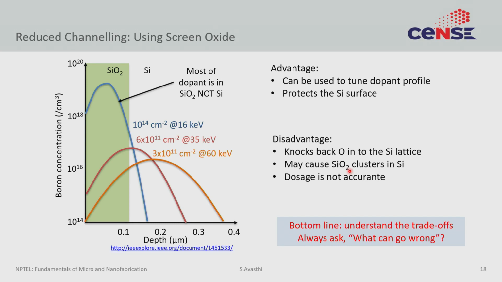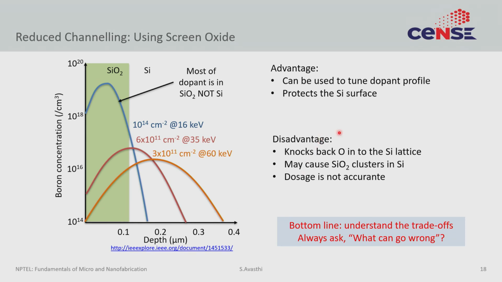The advantage, however, is that it can be used to tune the profile. So, you can sort of get very different shapes, because remember, this blue curve has a very narrow dopant profile because of the screening oxide, right? So if that is your goal, then adding a screening oxide gives you a way to tune the profile of the implanted atom. And it also protects the silicon.